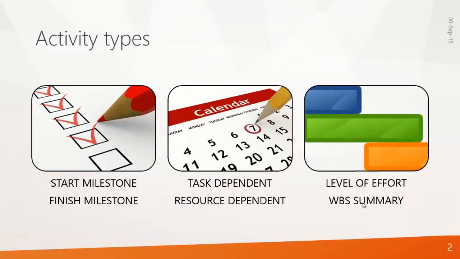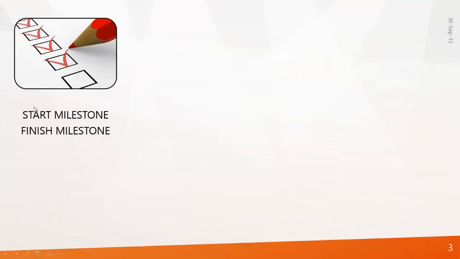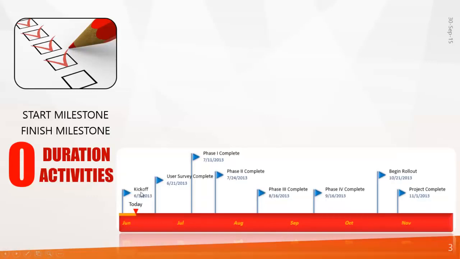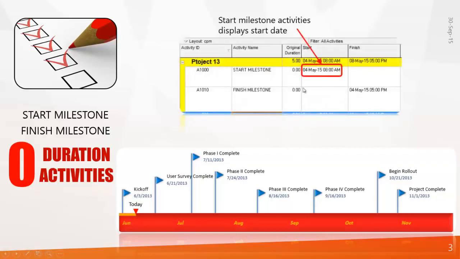First we have a look at start milestone and finish milestone. Milestones are events that occur in the project, or simply a zero duration activity. Look at this example. Kickoff is an event that denotes a start, so it's a start milestone activity. And user survey complete denotes a finish, so it's a finish milestone activity. The rest of the events, phase 1 complete, phase 2 complete, are all finish milestone activities. When you set an activity to start milestone, it will display only the start date. And for finish milestone activities, it will display the finish date.